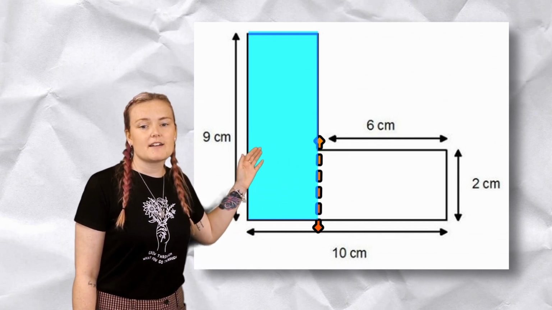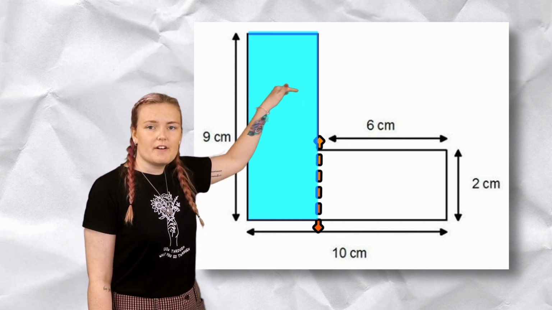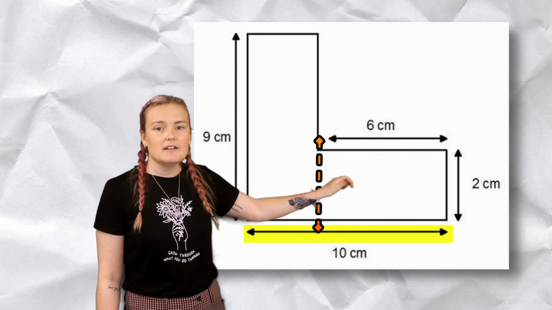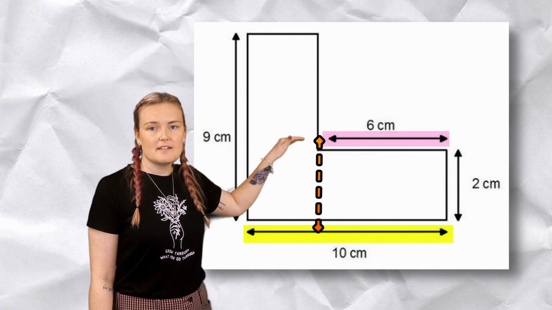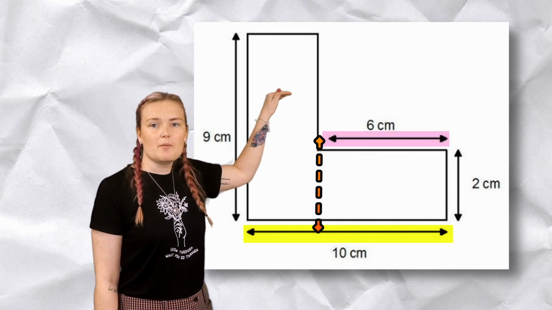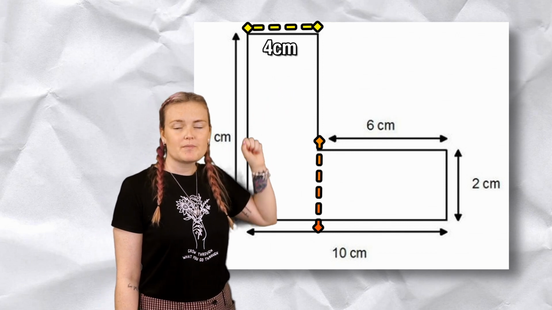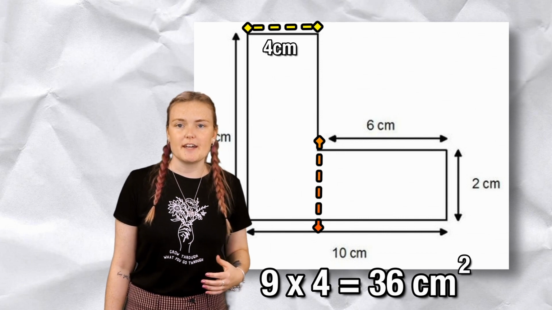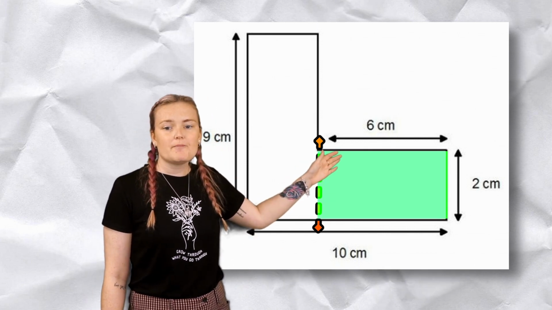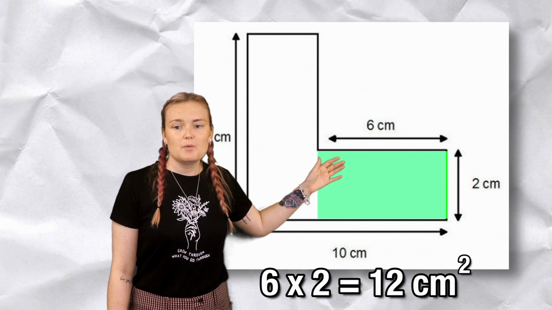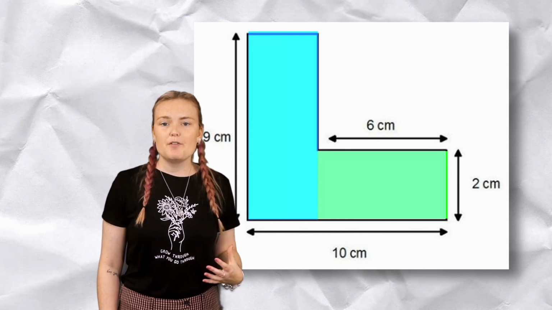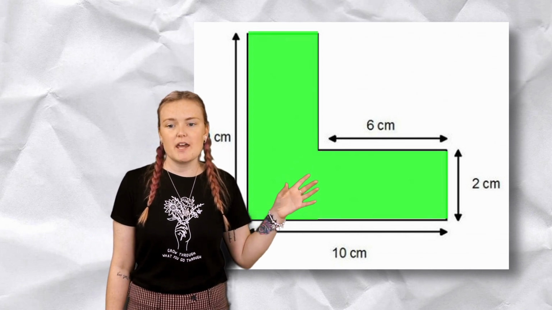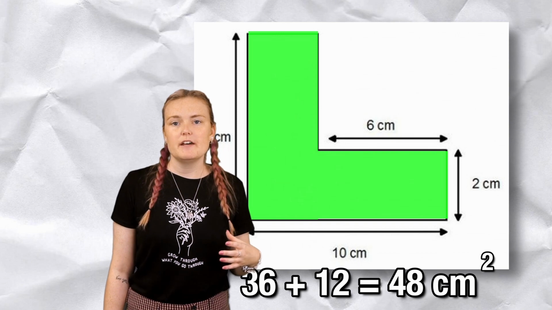To find the area of rectangle A, I need to find the width of it, because I don't know that side. But I know the whole length is 10, and I know this little bit here is 6. So I could take those away, and that would tell me that that top measurement is 4. So for rectangle A, the area will be 9 times 4, which is 36. For rectangle B, I've got 6 by 2, which is 12. Once I've found both of those areas, I'm going to add them together, which will give me the total area of the compound shape. So 36 add 12 is 48.